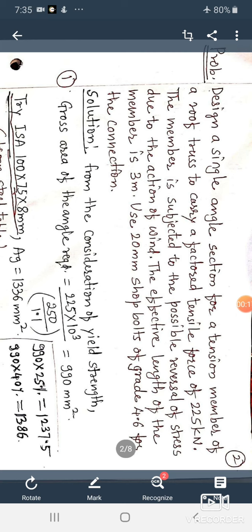Design a single angle section for a tension member of a roof truss to carry a factored tensile force of 225 kilonewton. The member is subjected to possible reversal of stress due to the action of wind. The effective length of the member is 3 meter. Use 20 mm shop bolts of grade 4.6 for the connection.